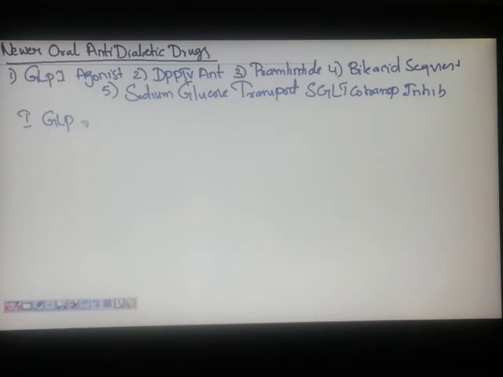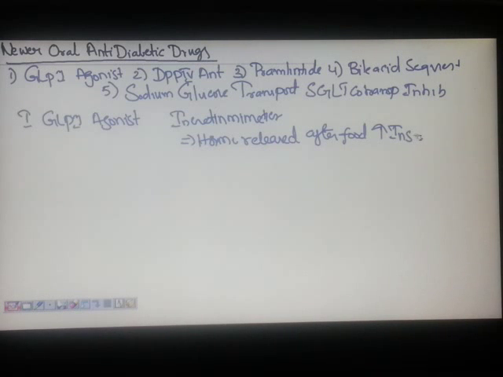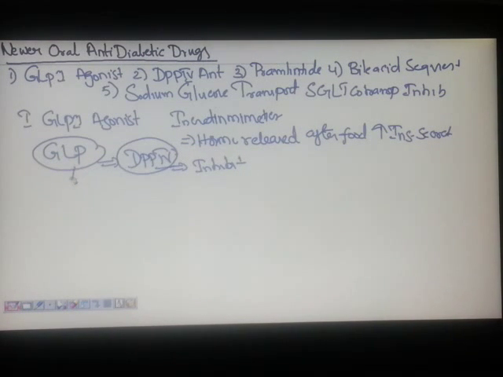First one, GLP-1 agonist. Now let us know what is the concept of incretin mimetics. Incretins are nothing but hormones released after food intake to increase insulin secretion. Usually they are GLP, glucagon-like peptide. Glucagon-like peptide within the body is hastily metabolized by DPP-4. So either we need a group of drugs which will inhibit DPP-4 or a GLP agonist which is resistant to DPP-4. So the first group is GLP-1 agonist.